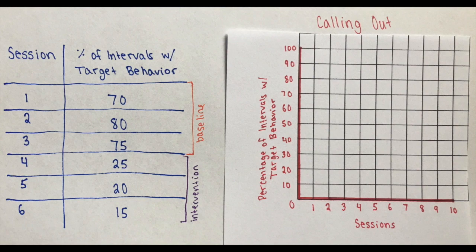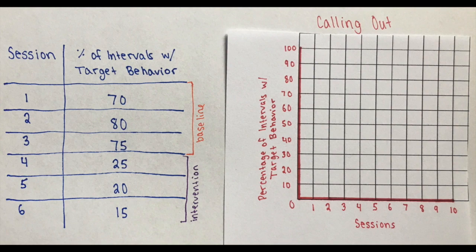For the y-axis, you want to label it or have a title. For this, I did percentage of intervals with the target behavior. If you did frequency, then you could just type frequency of behavior or whatever fits your data. And then same thing for the scale for the axis. I did 1 to 100 because I'm using percentages. If you're doing frequency, you can do 1 through 10 or whatever your frequency goes to. So you want to label that and make sure the scale is appropriate. So I just labeled every 10th for the scale.